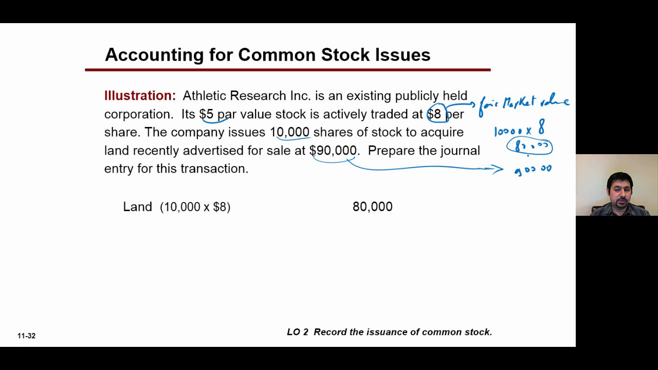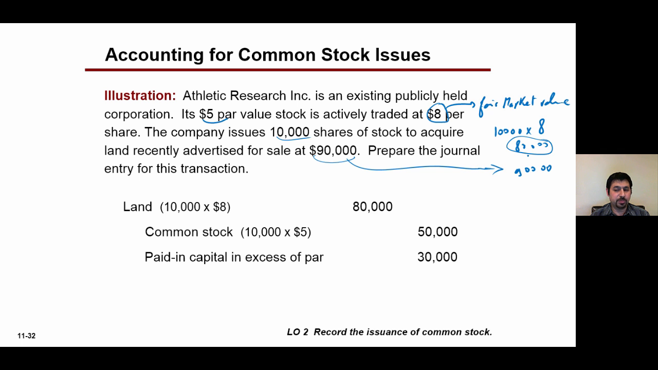So it will debit land 80,000, will credit common stock at par value 50,000, and the difference between the two will be paid in capital in excess of par. The par value is never a factor in determining the cost of the land. So as you can see, this one was according to the market price of stock and not on the par value. The common stock is always at par value.